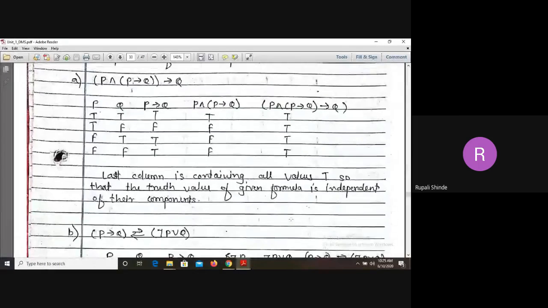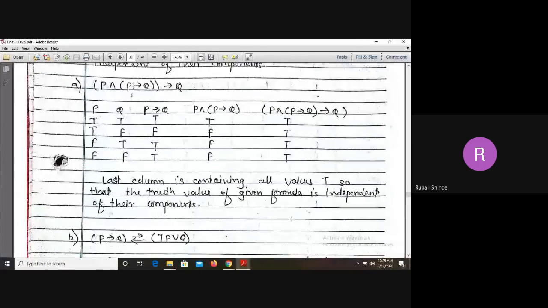Now take the second example, (P conditional Q) conditional (negation P or Q). Check whether the last column of that truth table will contain all truth values T. First of all, tell me how many columns will be there in the truth table.